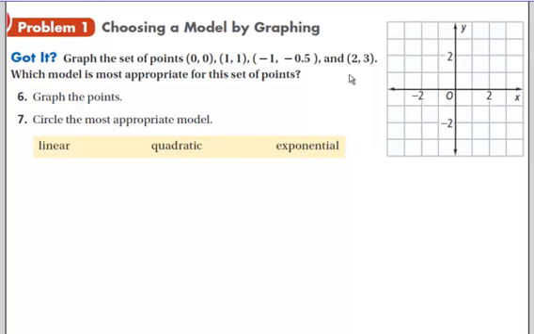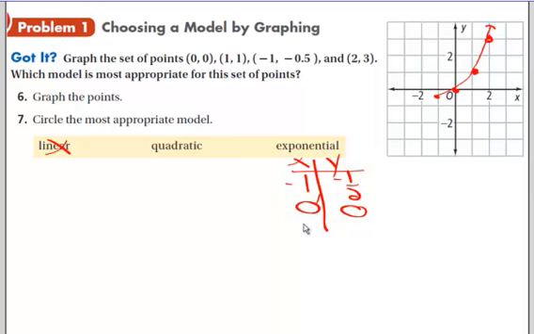So if I want to graph them, 0, 0, 1, 1, negative 1 is at 1/2, and 2 is at 3. Well, just by looking at it, I see this growth. They don't line up at all, so it's not linear. So is it quadratic or exponential? So the next thing I'm going to do is take negative 1 and negative 1/2. So I'm just going to take these x and y values.